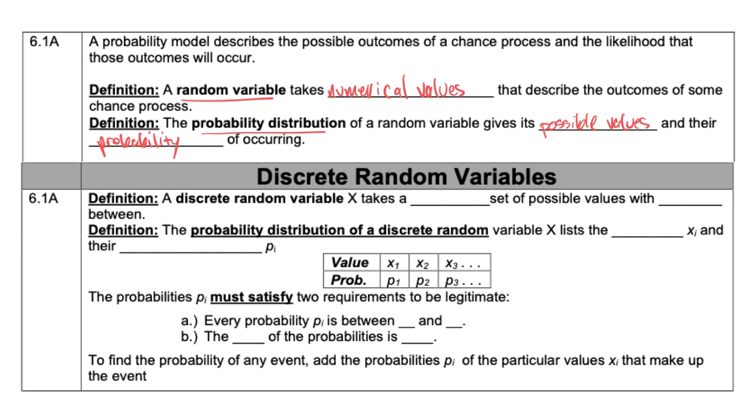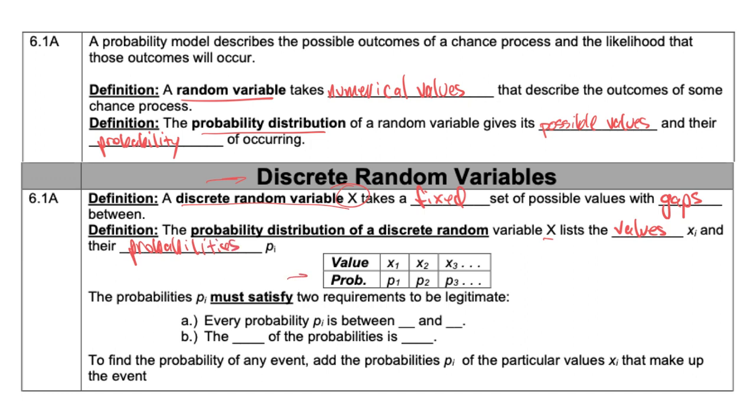So we have discrete random variables. Now, a discrete random variable, we define it as x. It takes a fixed set of possible values that have gaps. So like flipping a coin, rolling a dice. Now the probability distribution of a discrete random variable x lists the values x sub i and their probabilities, which would be p sub i.